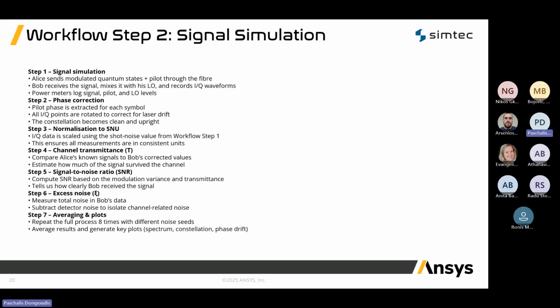Next step is the signal simulation. With our detectors calibrated, we now let some real quantum traffic flow and measure how well the link performs. First, Alice sends thousands of weak coherent states plus the bright pilot tone. Bob mixes everything with his local oscillator and captures the raw I and Q waveforms. Second, we read the pilot tone to see exactly how far Bob's laser has drifted, and we digitally rotate every data point by that angle, which straightens the constellation into a circular cloud. We will see the plots in the next slide.